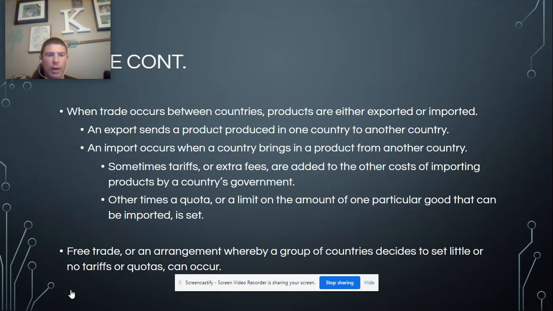And then free trade, down here at the bottom, is an arrangement whereby a group of countries decide to set little or no tariffs or quotas. They do this sometimes to reduce the cost. Coffee is often labeled as free trade, fair trade. I think it has both names to it.